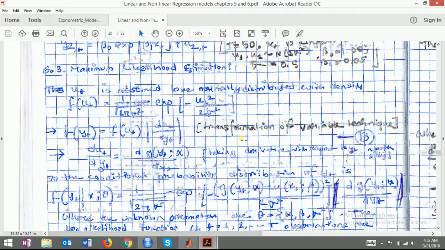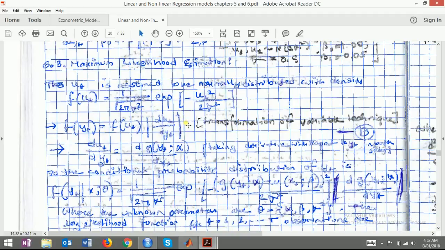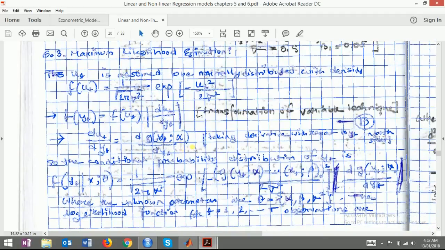Using the transformation of variable technique, we need to transform ut to yt, where the density function of yt equals f of ut, and taking derivatives with respect to yt, d ut by d yt equals the nonlinear function g of yt, alpha, d by d yt of g of yt, alpha, the nonlinear function of the first portion.